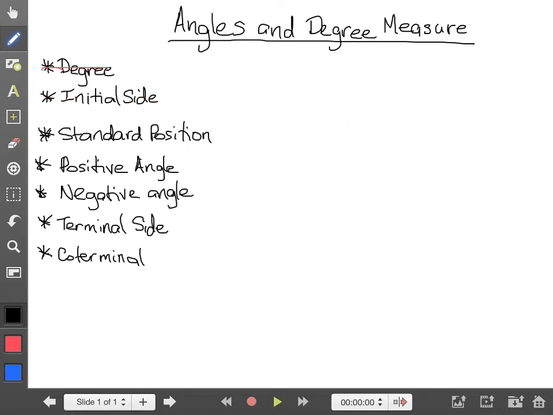All right, so we know what degree is, what initial side is, and what standard position is. So let's talk about what a positive and negative angle is together. So we have our coordinate plane here, and we have an angle with initial side here in standard position, and let's say we go this way up to 90 degrees and it stops there. Well, that is a 90-degree angle. I'm sure all of you would agree.